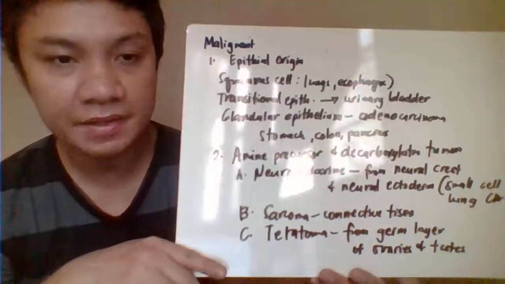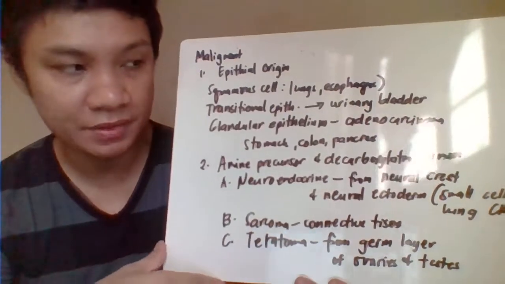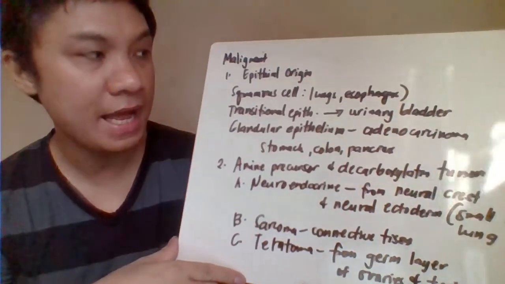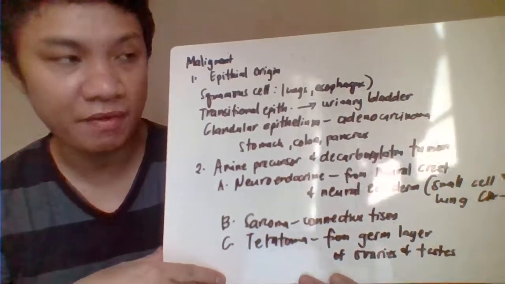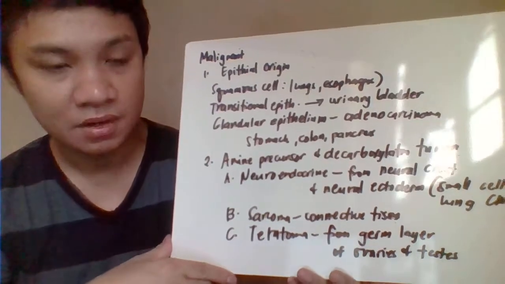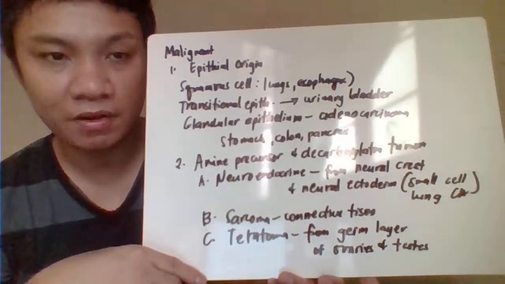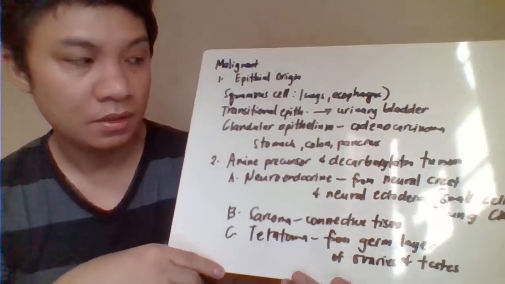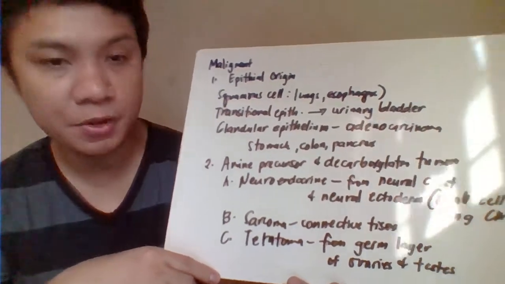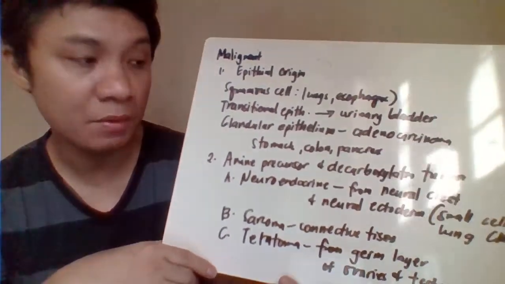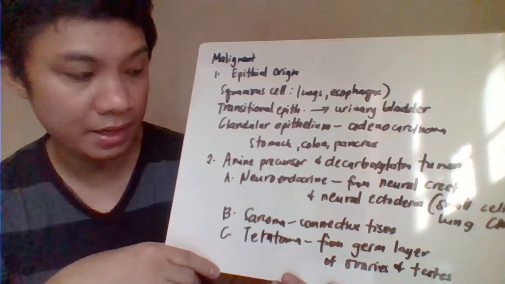Okay, we have here examples of your malignant tumors. So first, we have here involving your epithelial cells. You could have your squamous found here in your lungs and esophagus, and also transitional epithelial tissues involving your urinary bladder. You could also have here the glandular epithelium. We call this one adenocarcinoma, which involves your stomach, your colon, your pancreas.